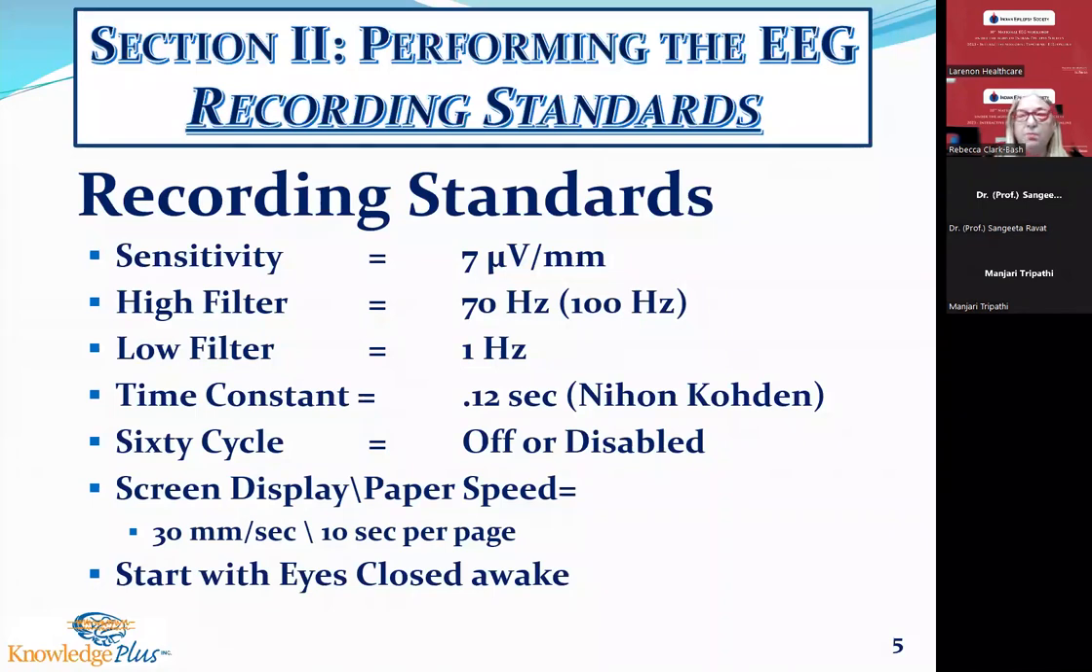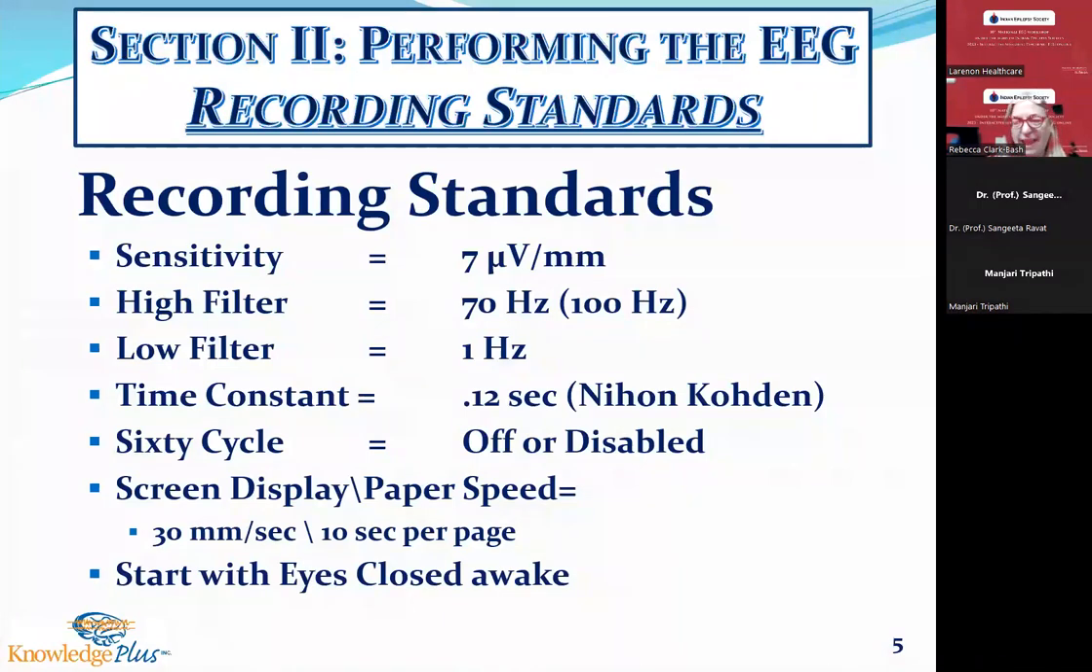Now it's critical, and I have in parentheses here 100 hertz, but the critical high filter setting is 70 hertz with the low filter setting at 1 hertz. If you have the Japanese EEG machine Nihon Kohden, the filter that controls slower frequencies should be set to 0.12, because it is a time constant in seconds and not a low filter in hertz. The 60 cycle, or for you the 50 cycle filter, you should always start with it off and use it as needed. Maybe it works fine in your lab, but when you get into an ICU setting, you have more artifact.